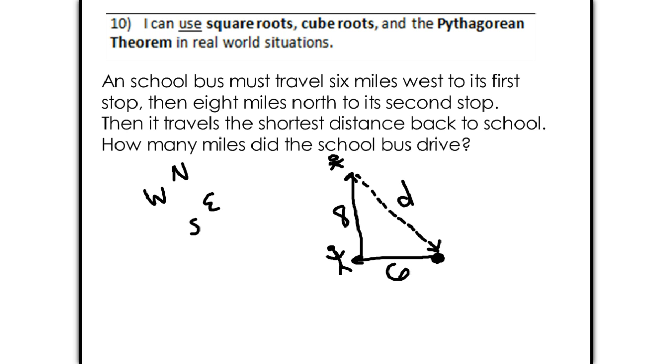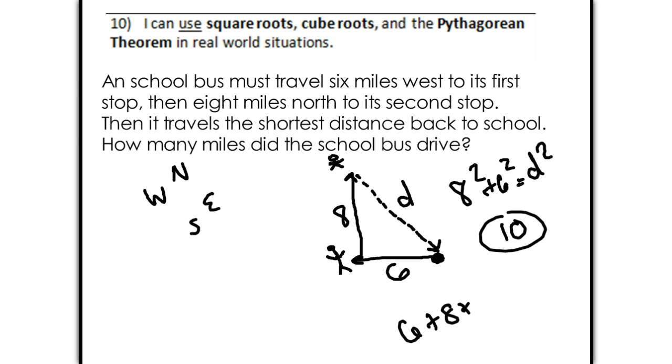So to figure out this distance, what we would do to set it up would be 8 squared plus 6 squared, and I think you should get 10 after that. 8 squared plus 6 squared equals d squared. When you do the math there, I believe you do get 10 for d. And then it wants to know the total distance, so you'd actually have to add up all three sides. So 6 plus 8 plus 10 would be 24 miles.